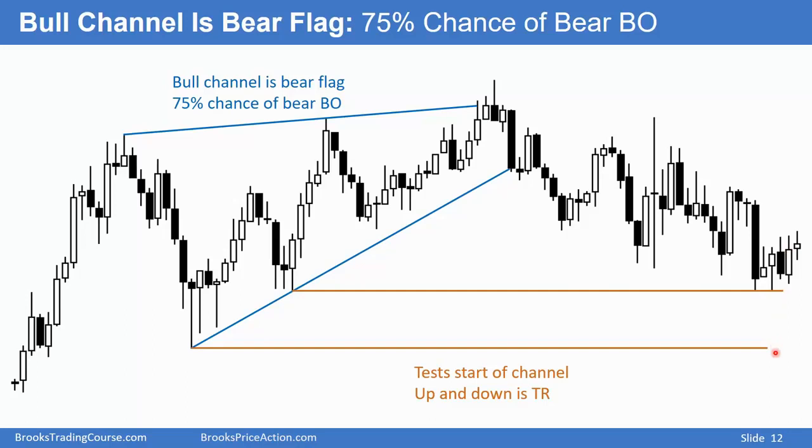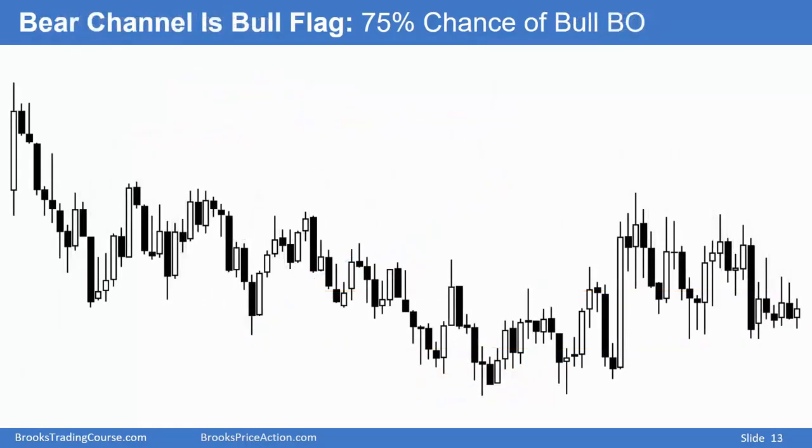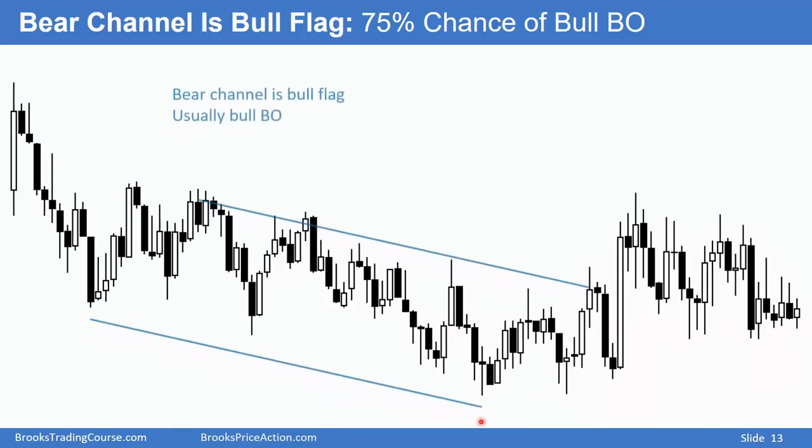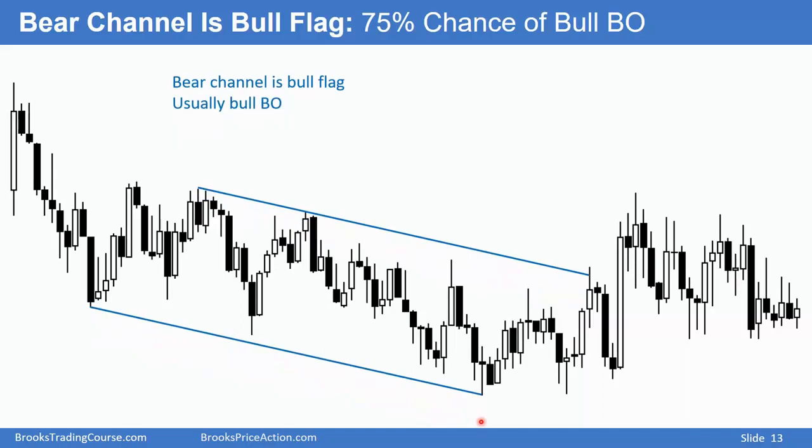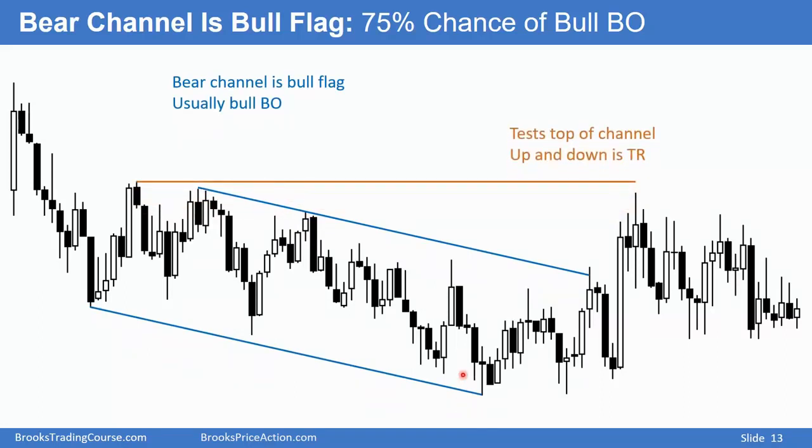This might be the bottom. It might continue further down to here and then have a leg up. So leg up, leg down, maybe a leg up afterwards. Bear channel, 75% chance you're going to have a bull breakout. Whenever you see a bear channel, you should think of it as a bull flag. And the target is usually the top of the channel.